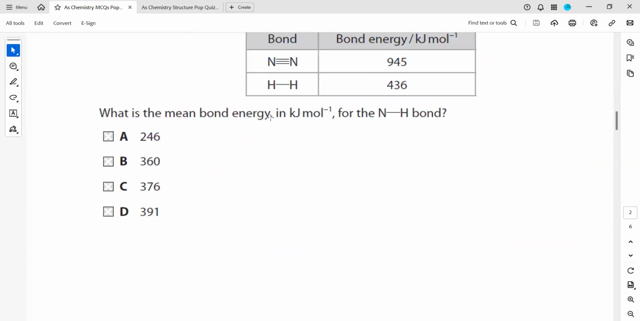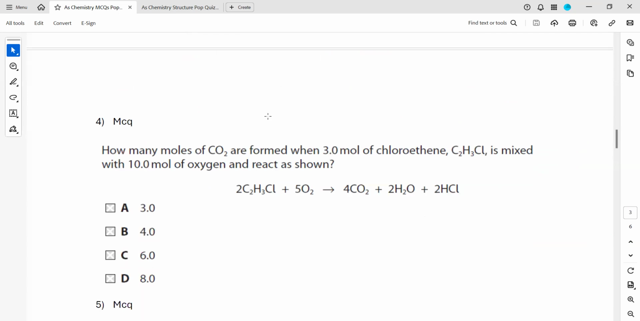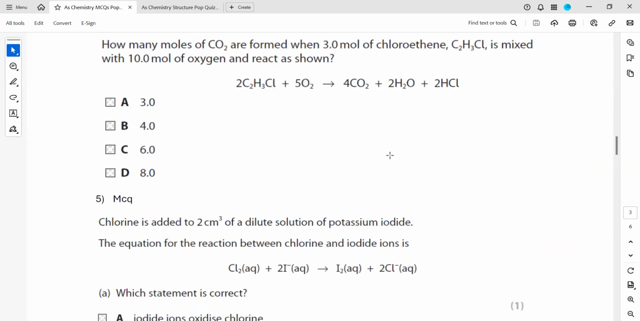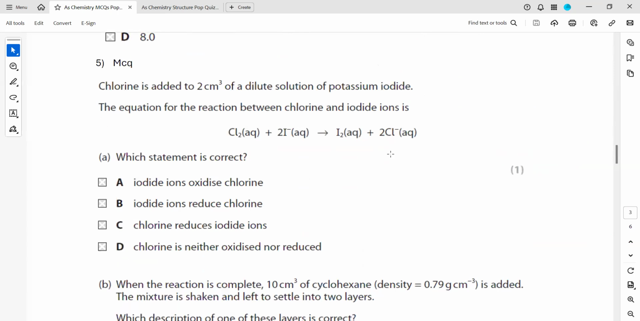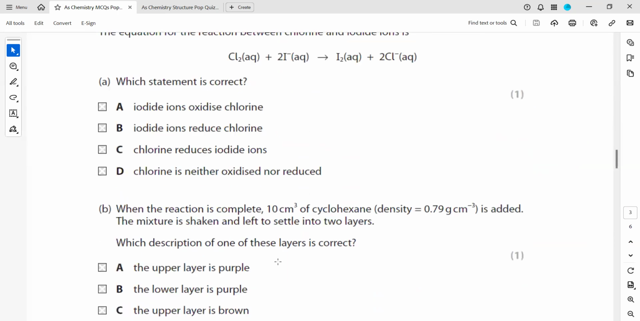Question 3, any doubt? Question 3, question 4, question 5. Question 5b.